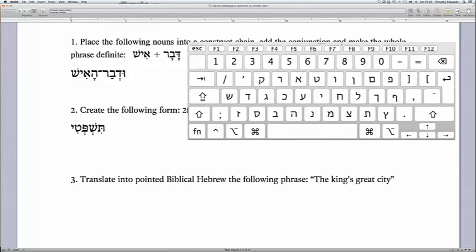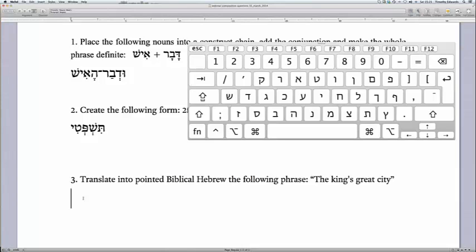Now the last one is a little bit more difficult because we have: translate into pointed biblical Hebrew the following phrase, the king's great city. So we have in English, the king's great city. You need to be able to spot there that this requires a construct chain because we have the city of the king. That construct chain has to be definite, and then the noun city in that construct chain has to be modified by the adjective great.